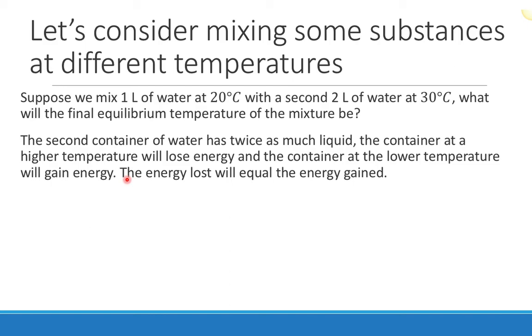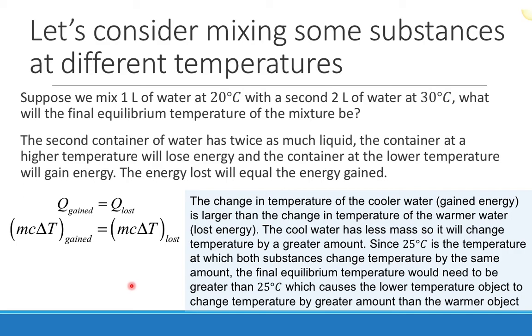We still have the fact that the energy lost has to equal the energy gained, right? So mass times specific heat times change in temperature of the lower temperature object that's going to gain energy has to equal the mass times specific heat times change in temperature of that's lost. So this one is a little harder to explain, but we have to think a little bit about what's going on. So if I put in my values here, the specific heat is the same for both of these, right? Because it's water, so that cancels out.